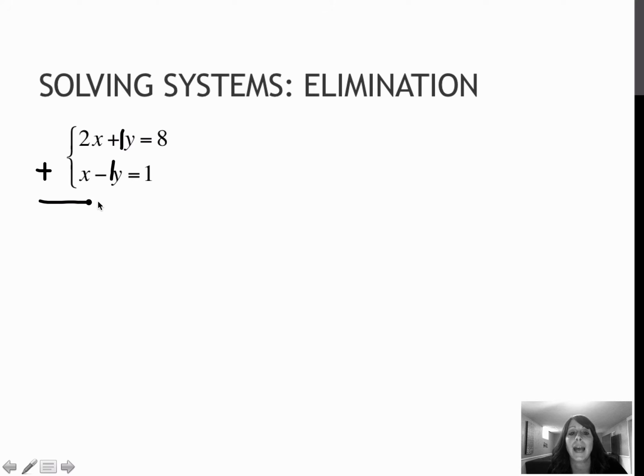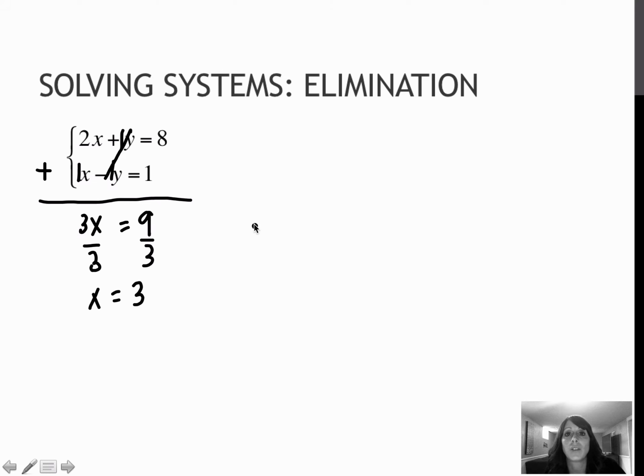Instead, I can add these two equations together in a giant addition problem. 2x plus 1x is 3x, and plus 1y and minus 1y eliminates, and so in elimination, one of our variables will be eliminated. 8 plus 1 is 9, and now this is a very simple one-step equation where I can solve to find the value of x.